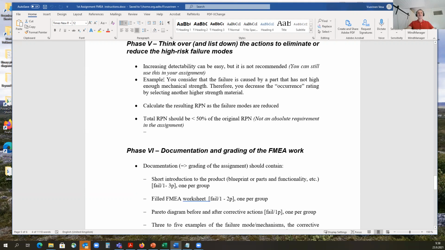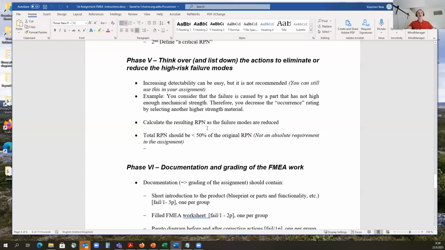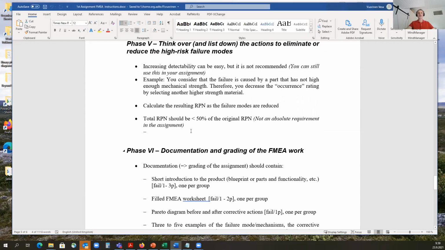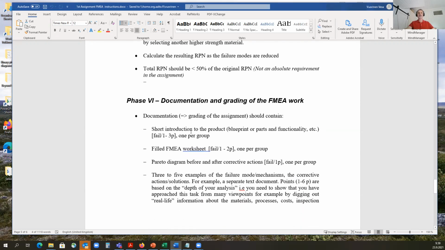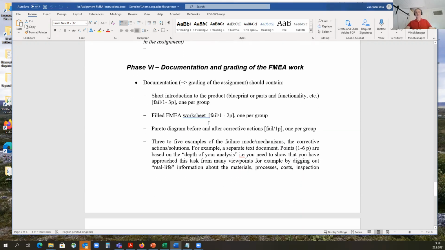This is something that we have already gone through. So after you have done your corrective actions, then you calculate the RPN. Again, you should be below 50% of the original one, but this is not an absolute requirement in the assignment. And then the important things.